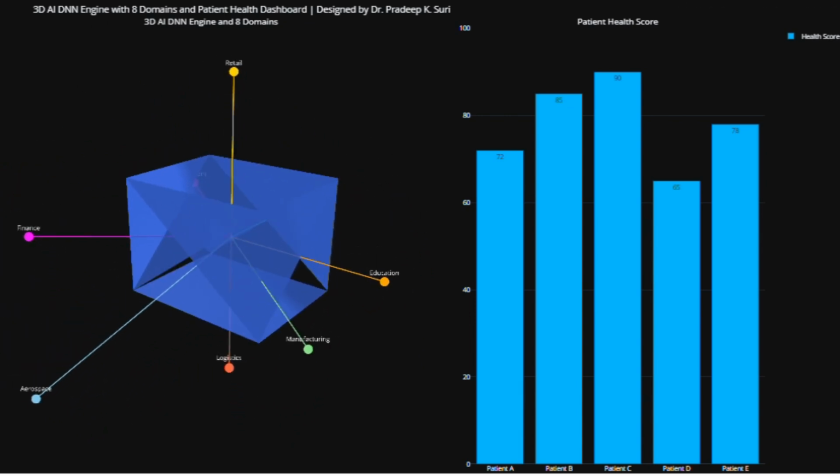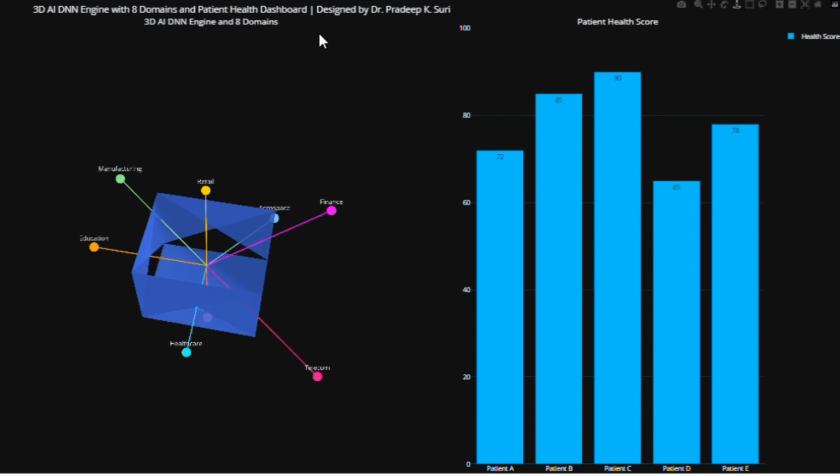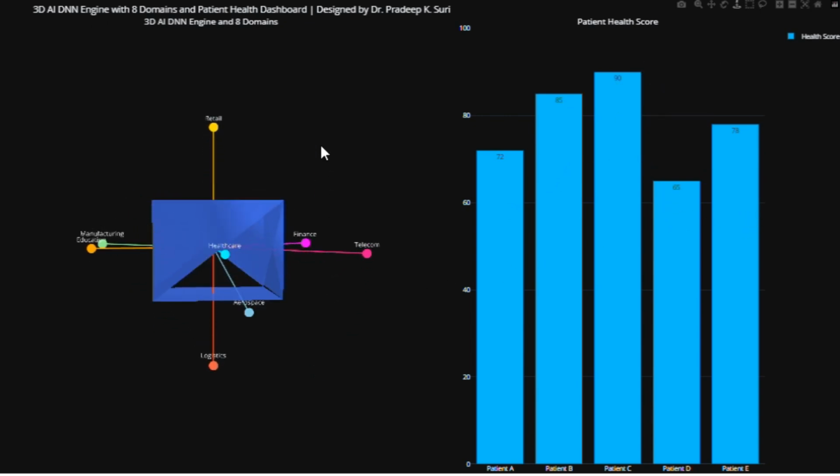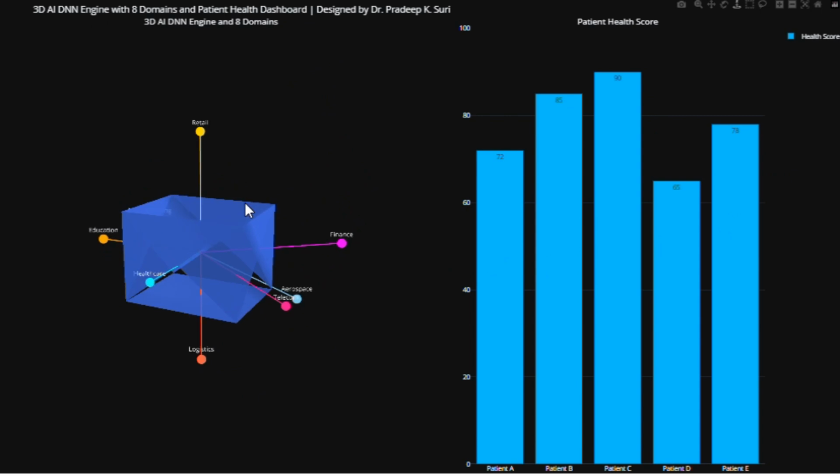Gear 4. Real-time AI processing. The AI DNN engine takes in complex healthcare data, processes it through hidden layers, neural logic, and generates predictions like patient risk scores, disease progression forecasts, anomaly detection. This showcases how the engine acts as a digital assistant to doctors, augmenting human decision-making with AI insights.